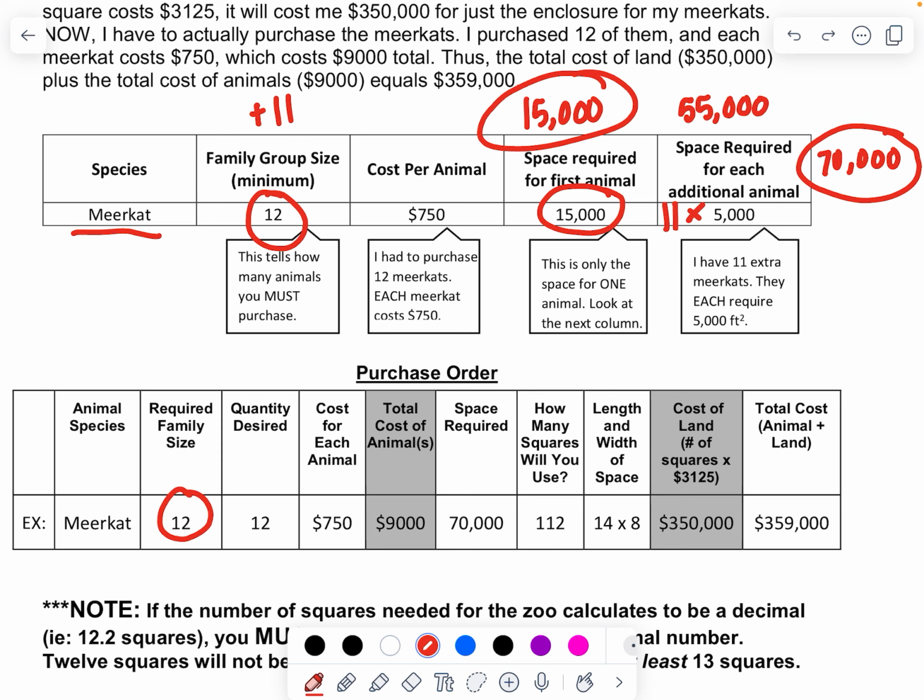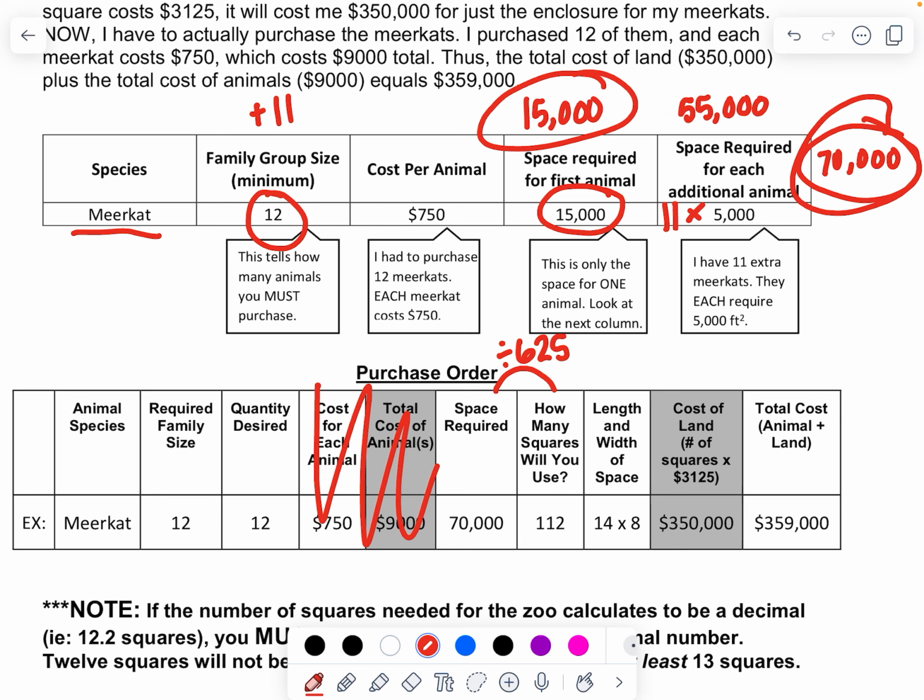So we need 12, and then there's a column for quantity desired. So this is where you would put, okay, I want more than 12. I want 15, and you would put 15 there. But if you just want 12, you would leave that as 12. Okay, and then I'm going to skip these for now, and I'll go back to it. But the space required, we said up here was 70,000, so we put that there. And then to go from space required to how many squares you'll use, you have to divide by 625. Because that's how many square feet is one square, and we want to know how many squares we'll need. So when I do 70,000 divided by 625, I get 112.